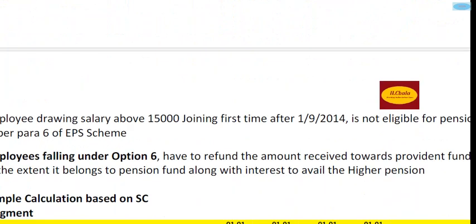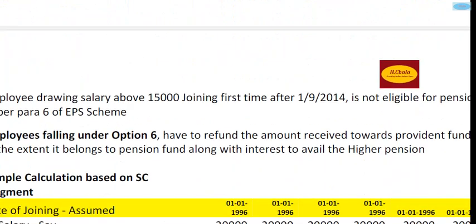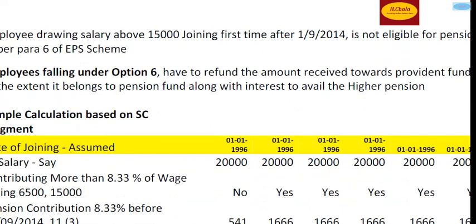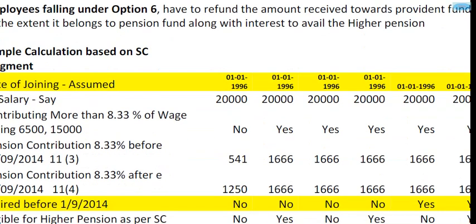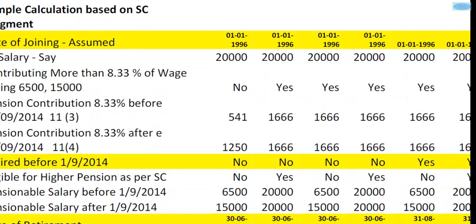Right? So moving forward, as I said, an employee drawing salary above 15,000 joining for the first time after 1st September is not eligible for pension as per para 6E of the pension scheme that we have discussed. Employees falling under option 6 have to refund the amount received towards provident fund to the extent it belongs to the pension fund along with the interest. That the EPFO will calculate and send once the option is exercised.